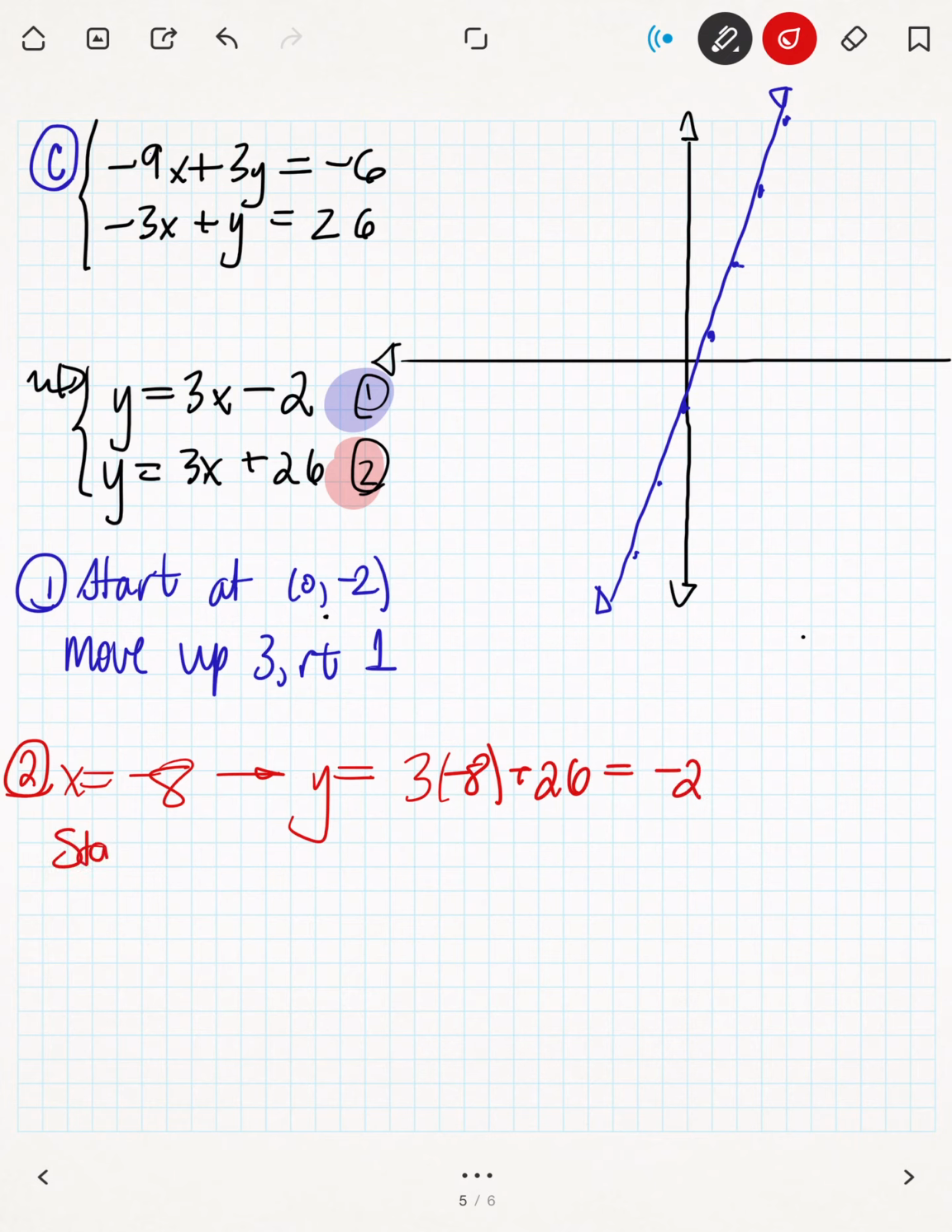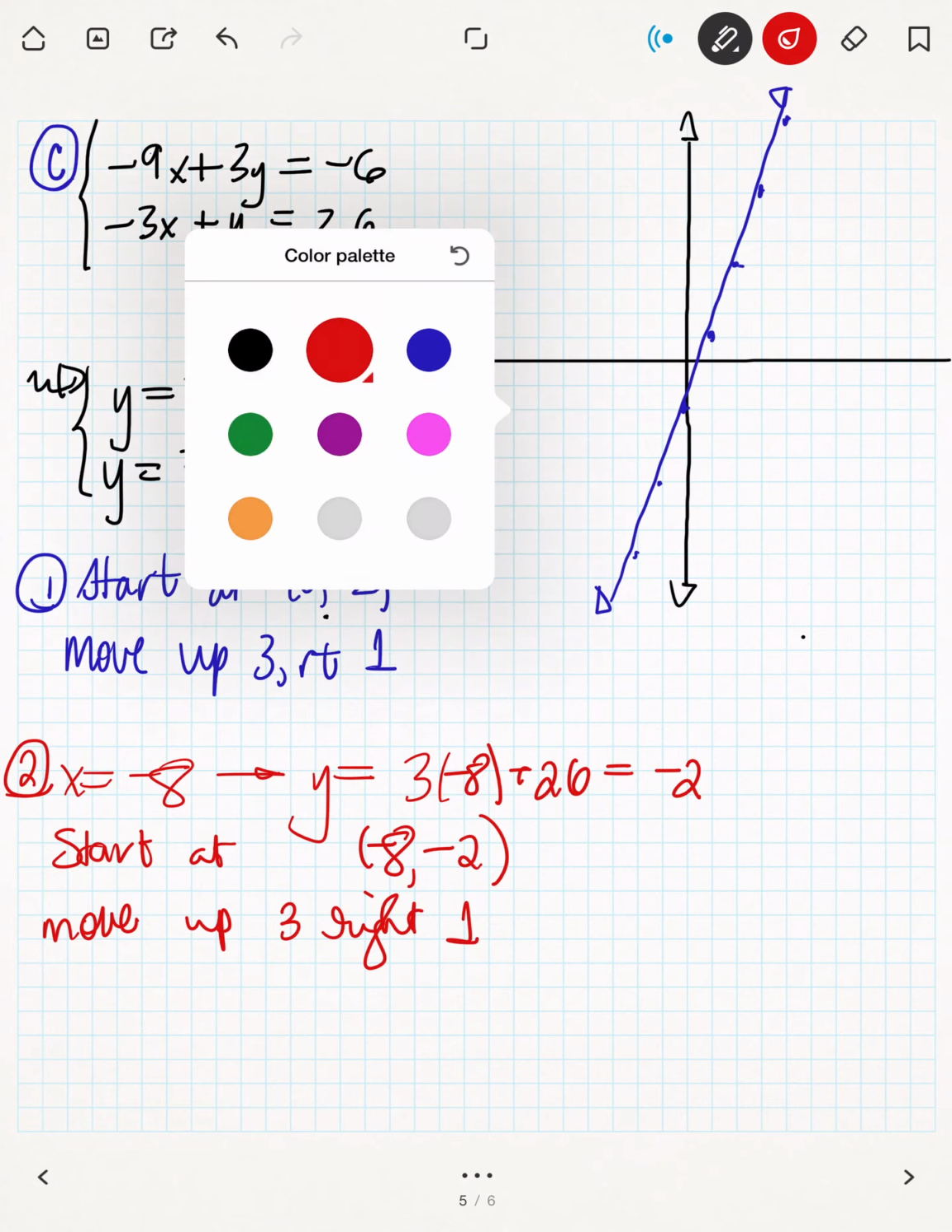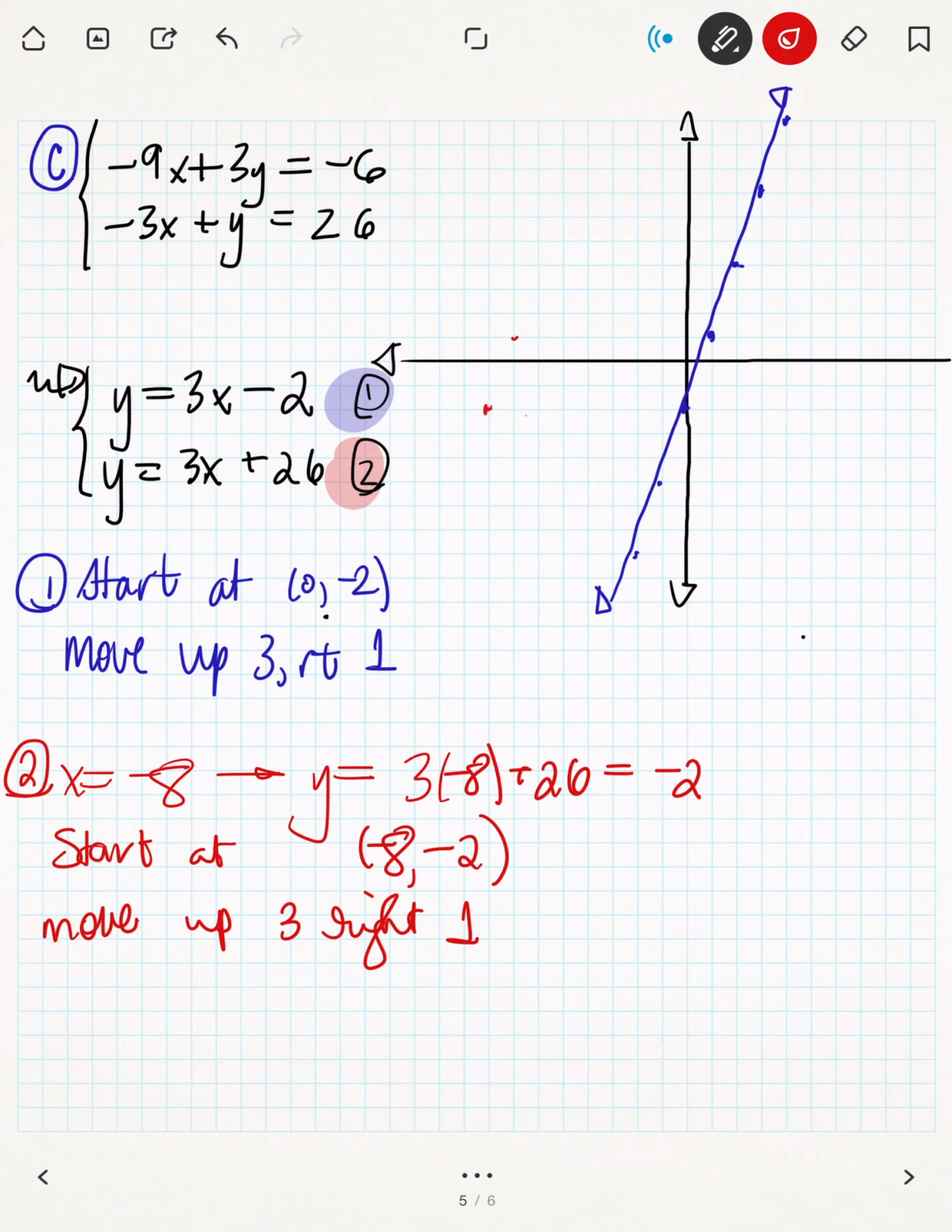So I'm going to start at negative 8, negative 2, and I'm going to move up 3, right 1. Again, I'm picking this point just because I don't have 0, 26 on my grid. You can pick any point to start and then move by slope. So negative 8, negative 2, right here, up 3, right 1, up 3, right 1, up 3, right 1, up 3, right 1. Also down 3, left 1. These are very clearly parallel.